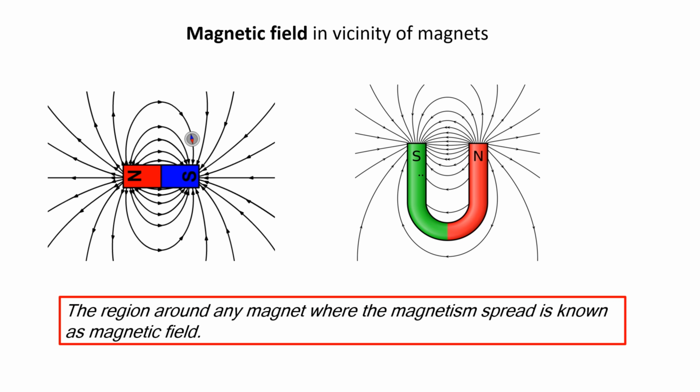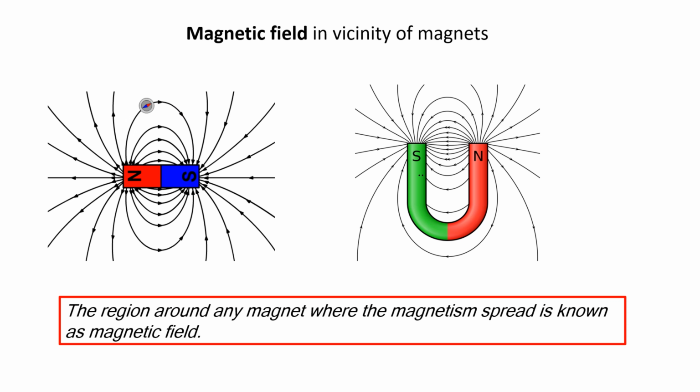The field is strongest in two places on the magnet. We call them North Pole and South Pole. On a bar-shaped magnet, the poles are at either end. The magnetic field in vicinity of magnets is given here. Vicinity means around, nearby. Then what is magnetic field? The region around any magnet where the magnetism spreads is known as magnetic field.